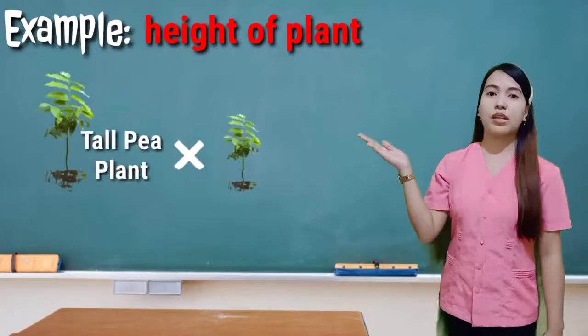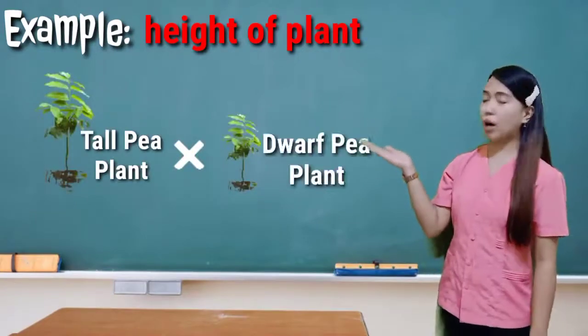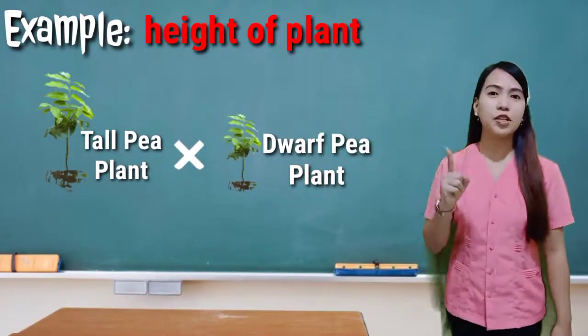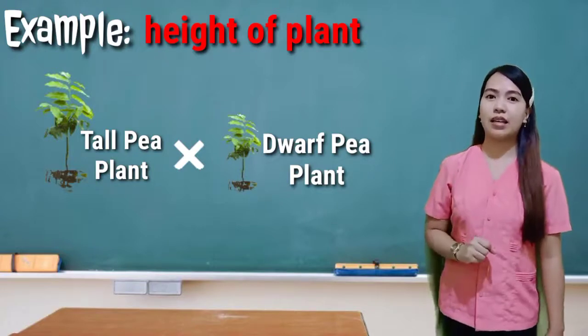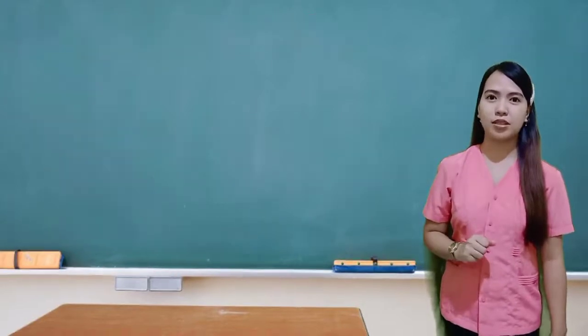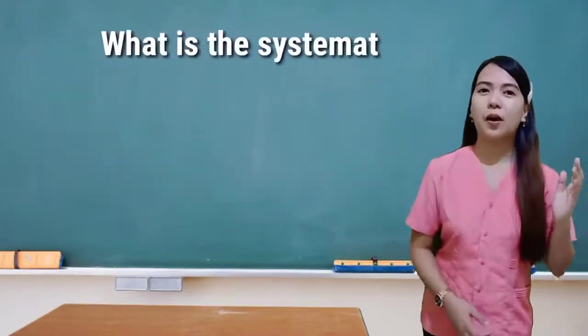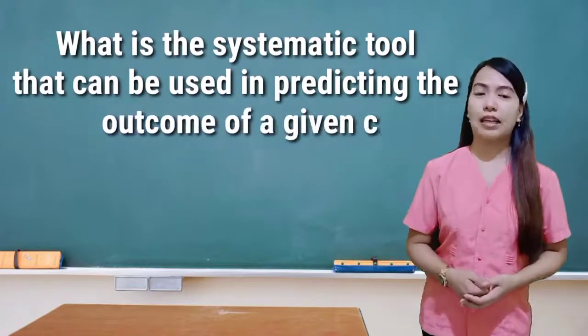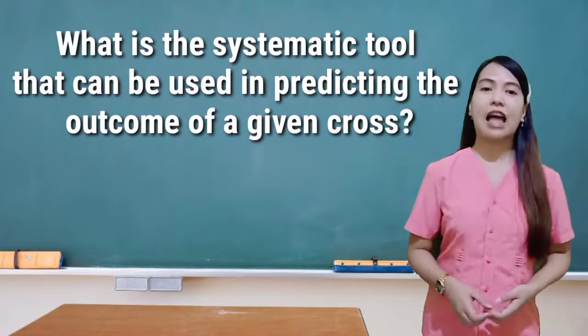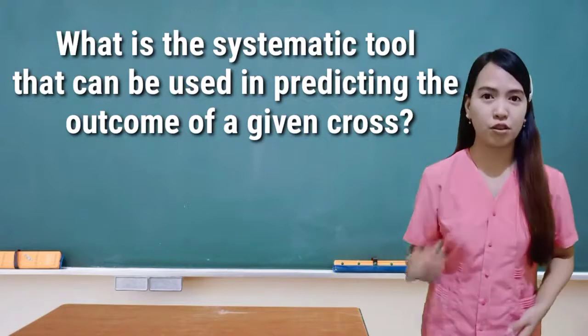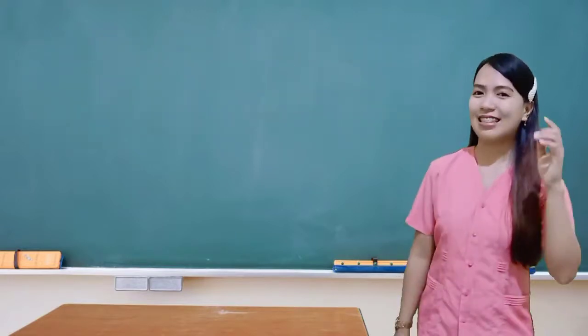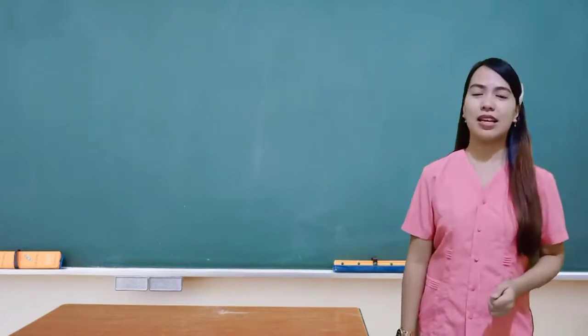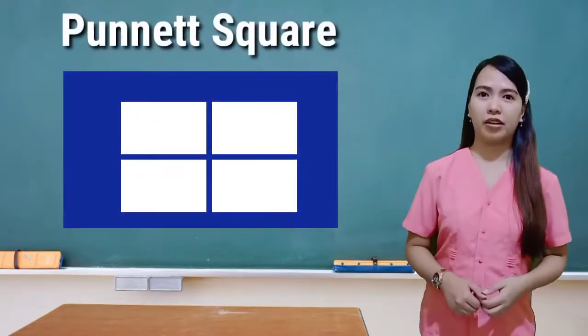A cross between a tall pea plant and a dwarf pea plant, considering only the height of the parent, is a monohybrid cross. What do you call the systematic tool that can be used in predicting the outcome of a given cross? Yes, you're right. It's the Punnett square.